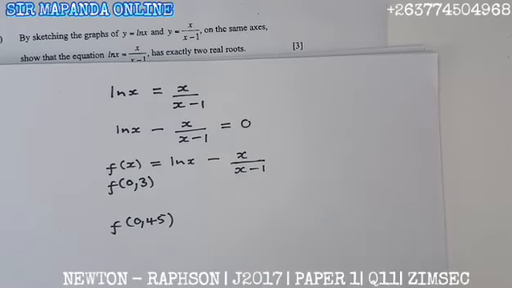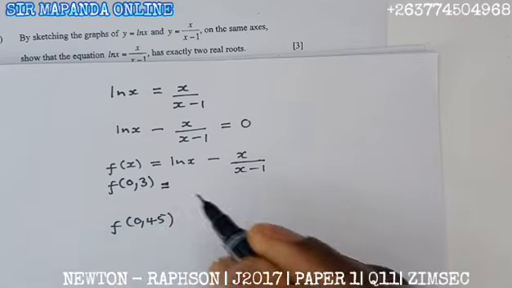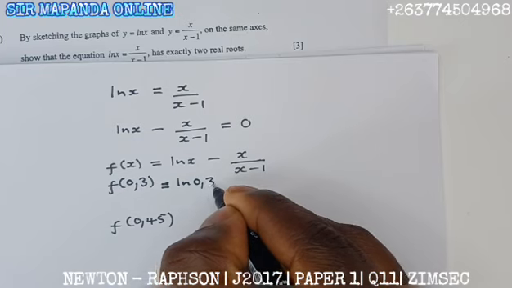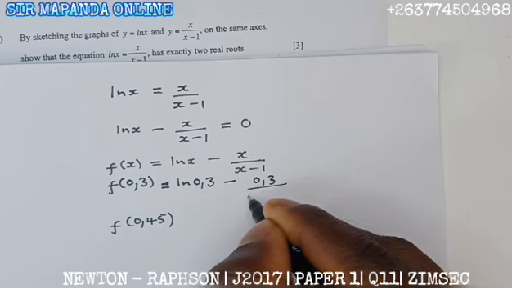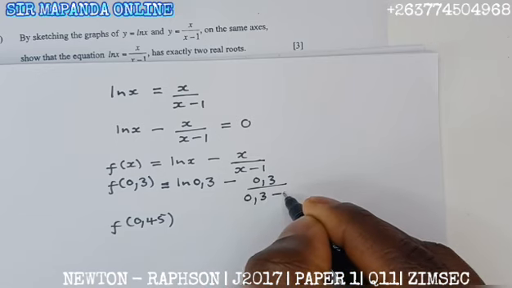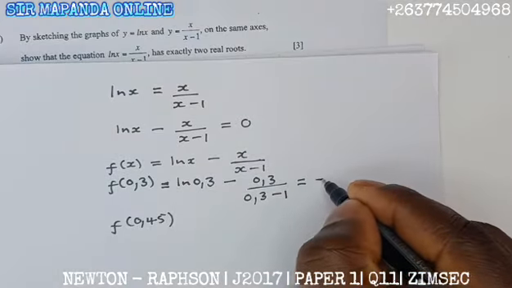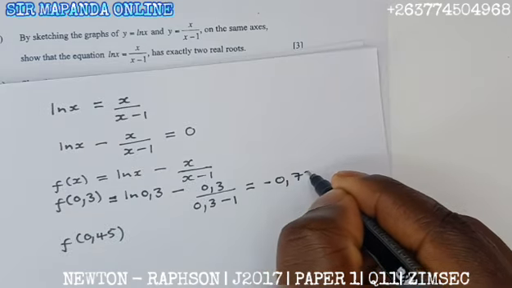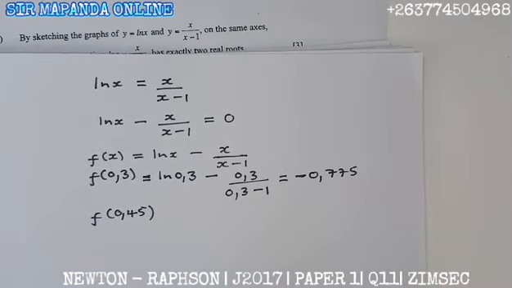So we are going to start by calculating f of 0,3, which is achieved by substituting 0,3 on x. You get ln 0,3 minus 0,3 all over 0,3 minus 1, something like this. So if you punch this in your calculator, you get negative 0,775. Negative 0,775 is your result.